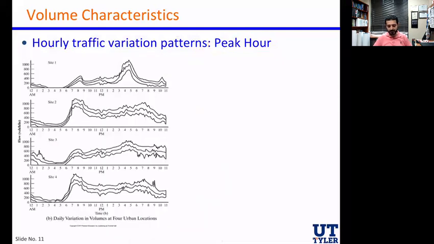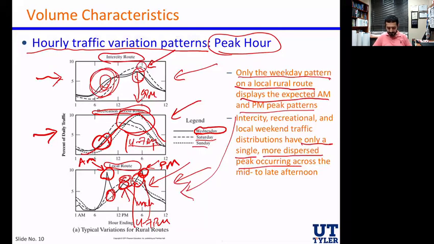How about if I now want to look into hourly variation patterns in an urban location? For the previous examples, I want to point out that these are rural routes, whether it's a local street, recreational, or intercity, but still we're talking about a rural environment.